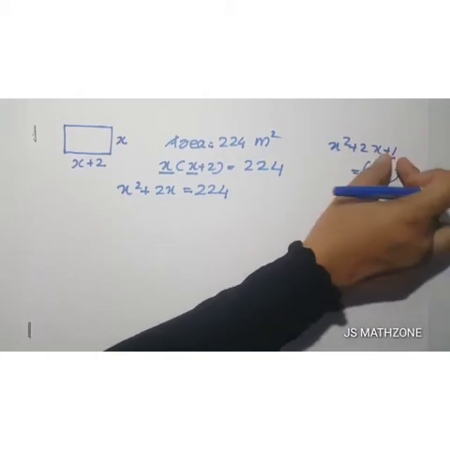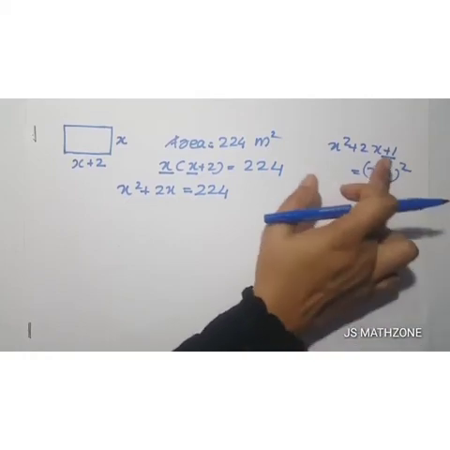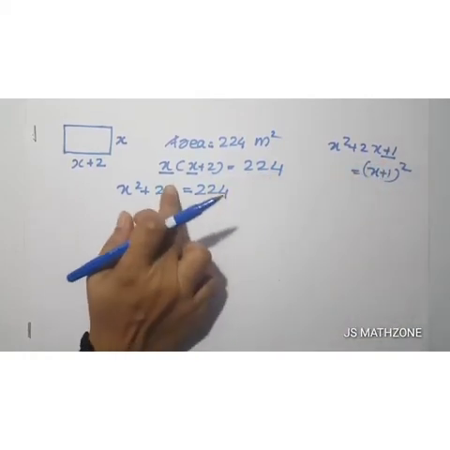So completing the square of that term x square plus 2x, we want to add 1 on left side and also 1 on right side.